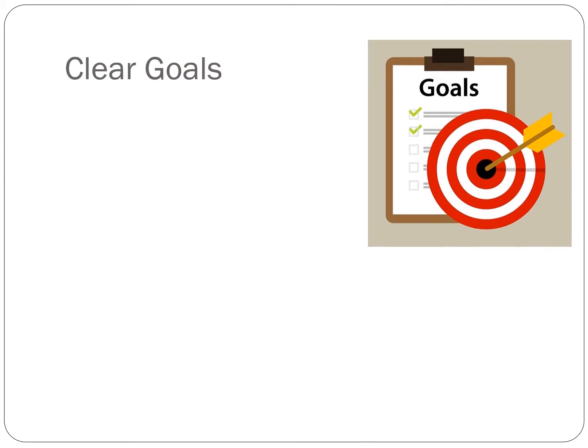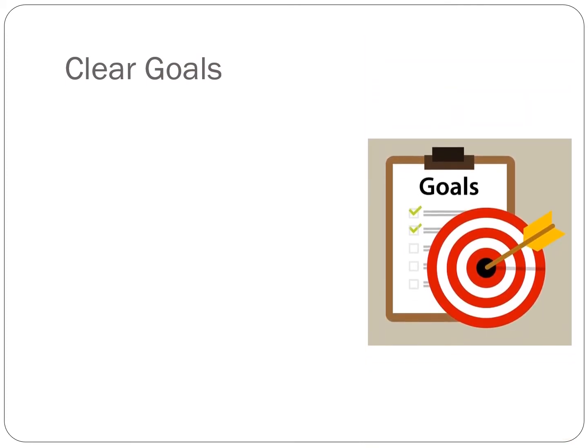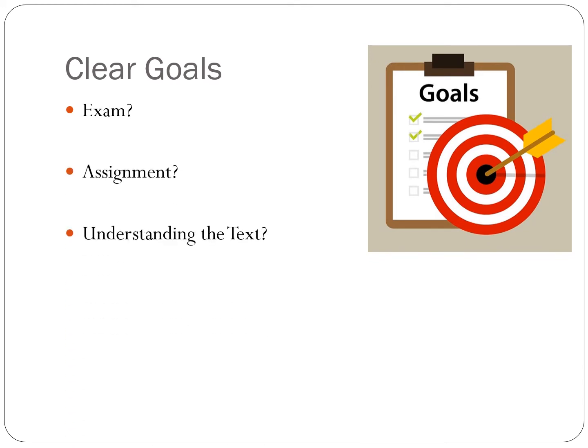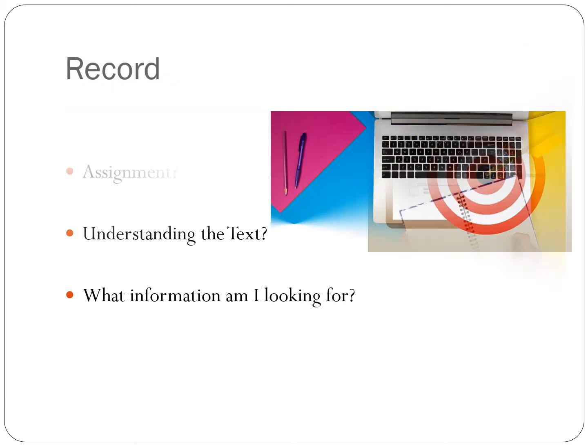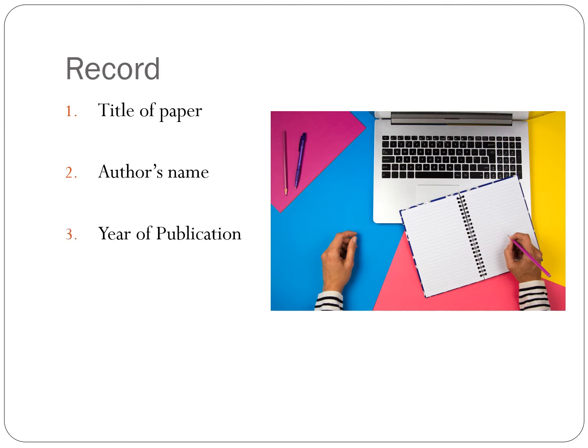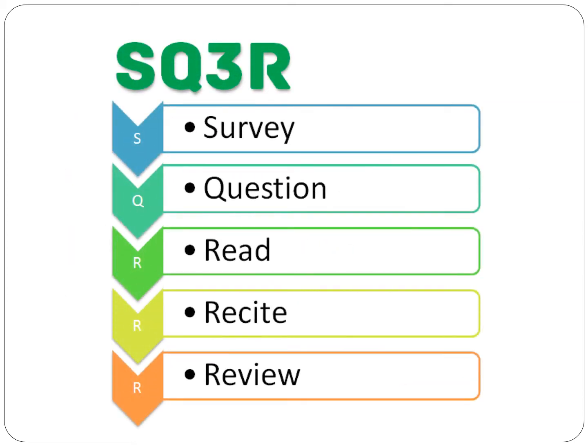Before reading, always have a purpose or clear goals. Are you reading for an exam, for an assignment, to get a greater understanding of the text, or to find specific information? When you find a reading, make sure you record the bibliographic details. These include the title of the paper, the author's name, the year of the publication, and the page numbers you have read.